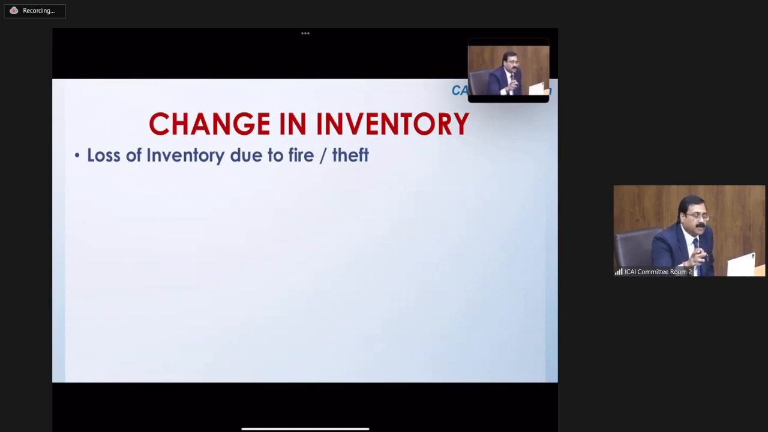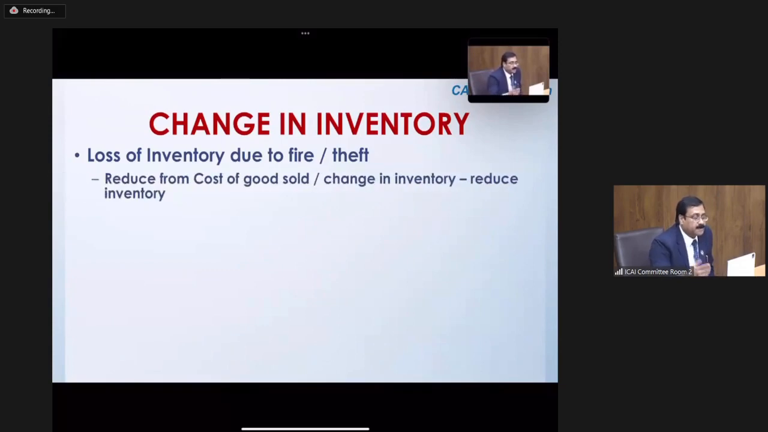So what to do? Suppose there is a fire, there is a theft. And let us take a simple case. I'm not talking about insurance claim. There was no insurance and the whole stock got lost. So how to make an accounting entry in the books of accounts? So one way could be, of course, reduce it from the cost of goods sold in case it is raw material or WIP, or reduce it from the change in inventory when it is finished goods. Raw material is cost of goods sold, WIP and finished goods change in inventory.